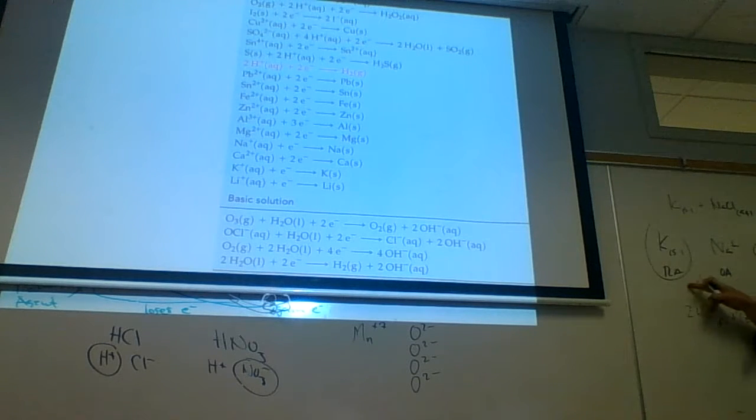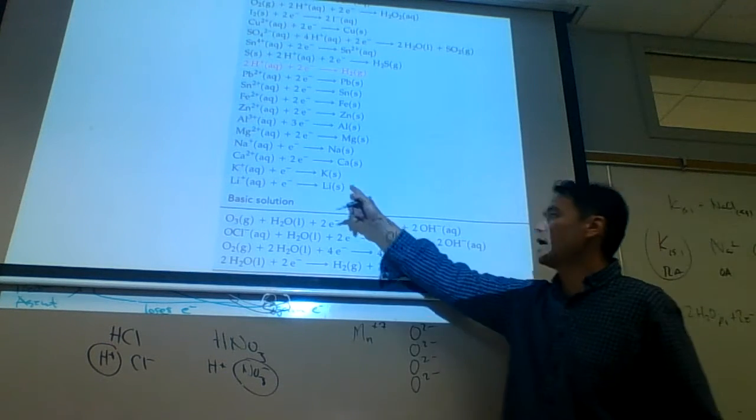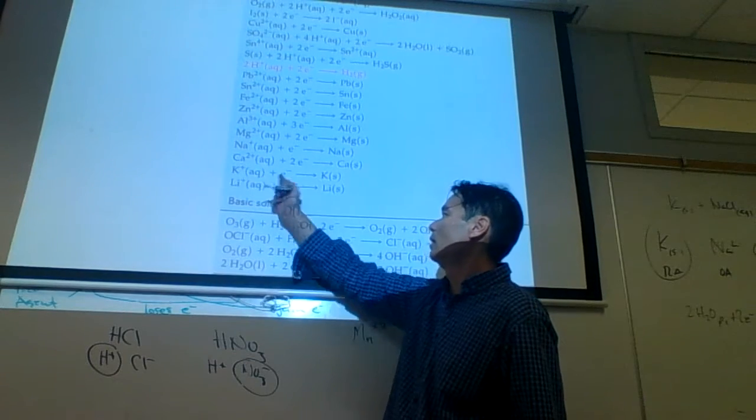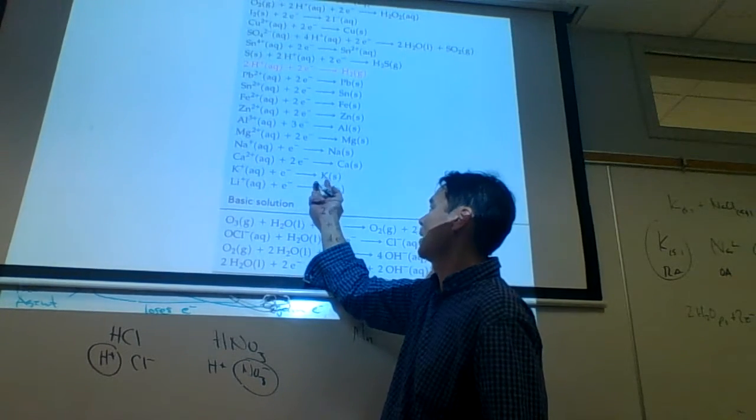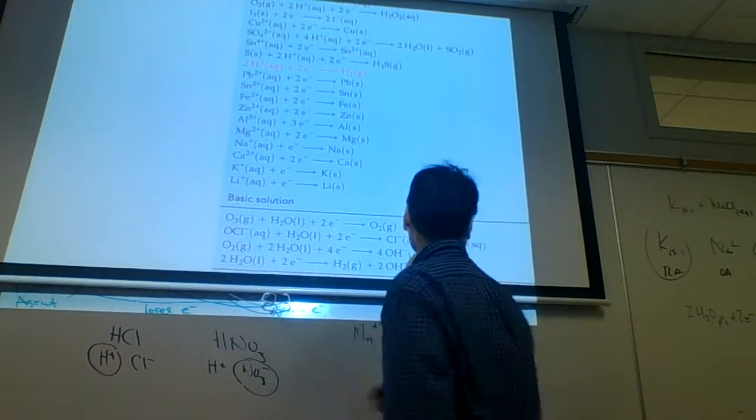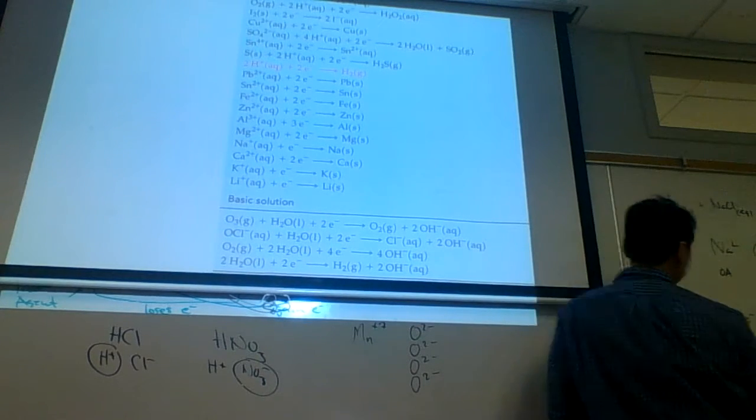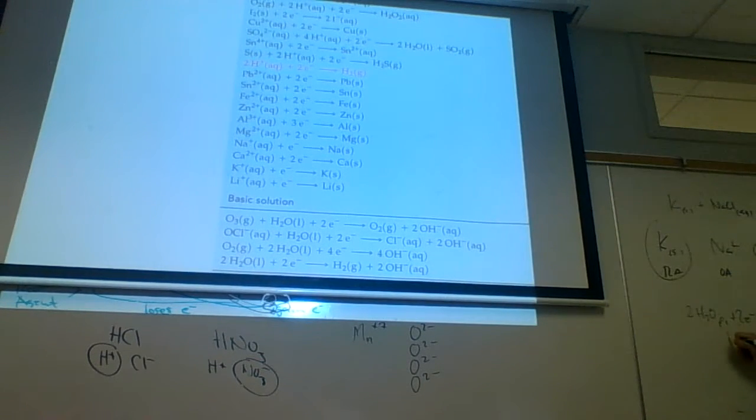Okay, then I go to potassium and I copy that. But when I do potassium, I have to go backwards here. I have to reverse this. In other words, flip it, because potassium is not a product. Potassium is a reactant. And so I'm just going to flip that reaction around and go potassium solid goes to potassium plus an electron. And so now I have my 2 reactants, water and potassium.